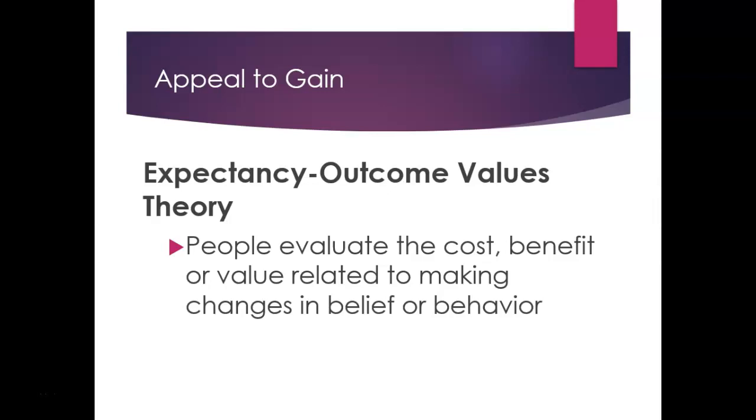Appeal to gain. Another way that we work, based on the expectancy outcome values theory, is that cost to benefit ratio. What do I need to put into this? Maybe a behavior, that change, that adoption of what you're suggesting. What real changes do I need to make to what is the outcome that I will receive?